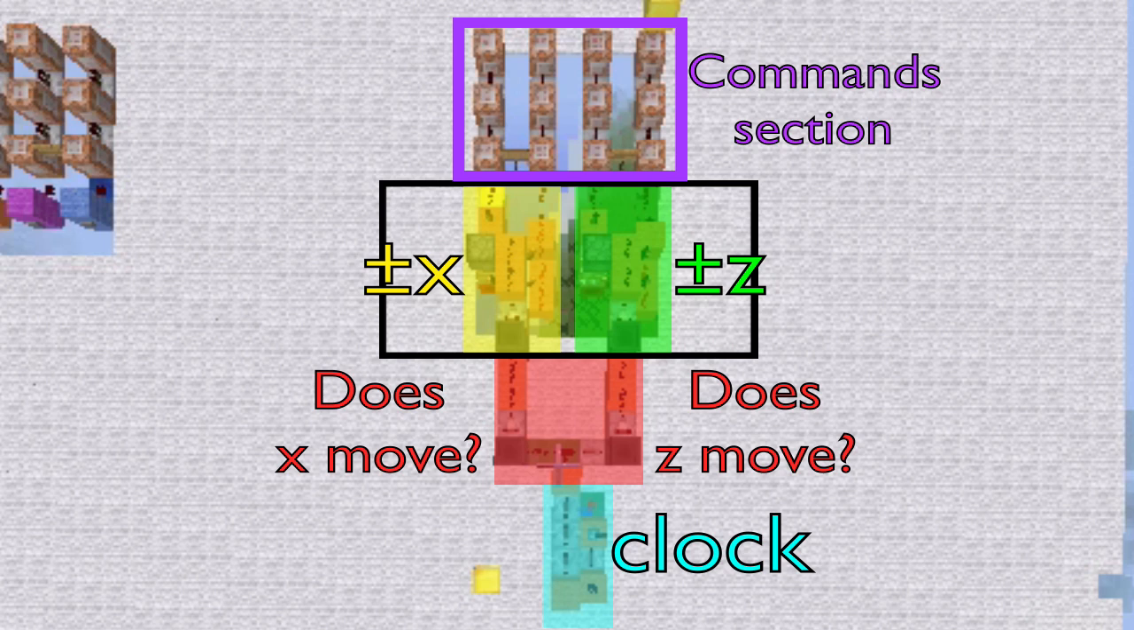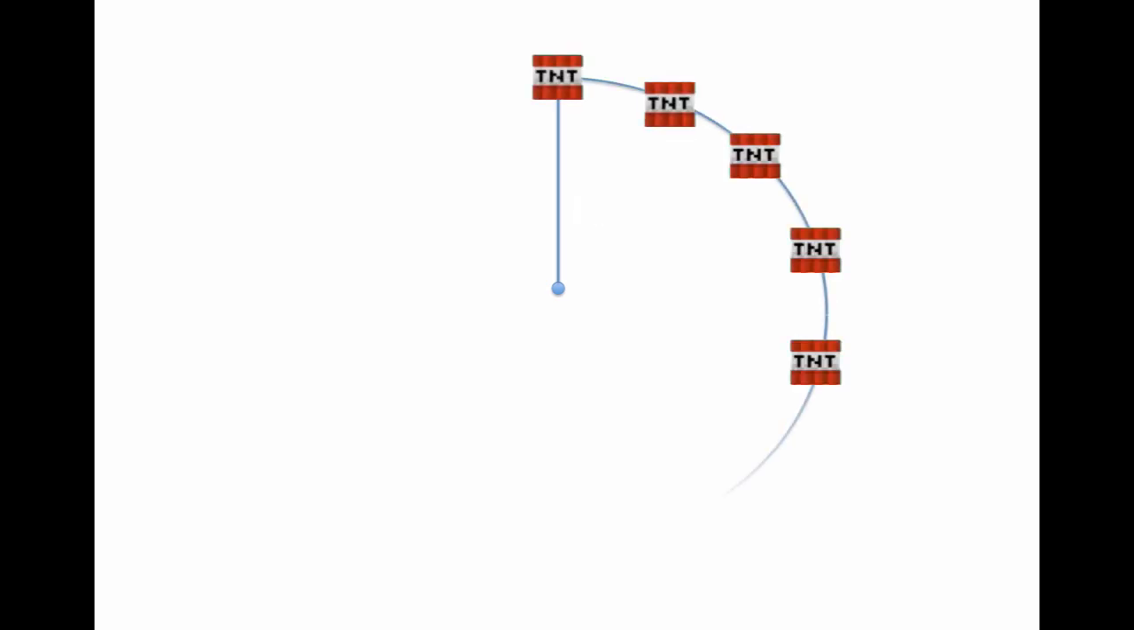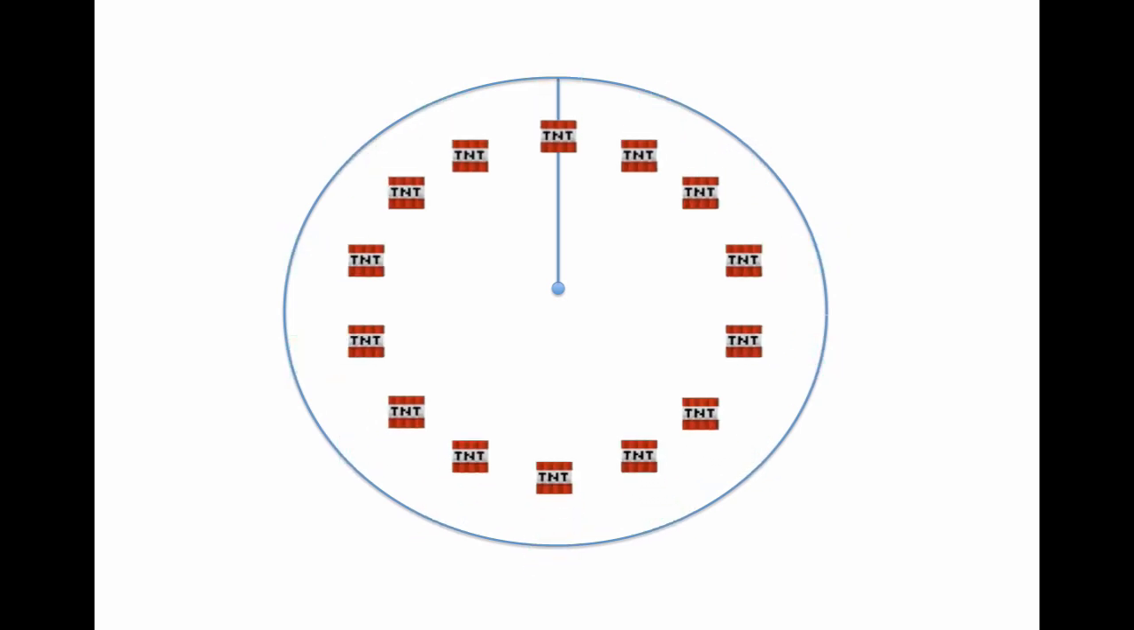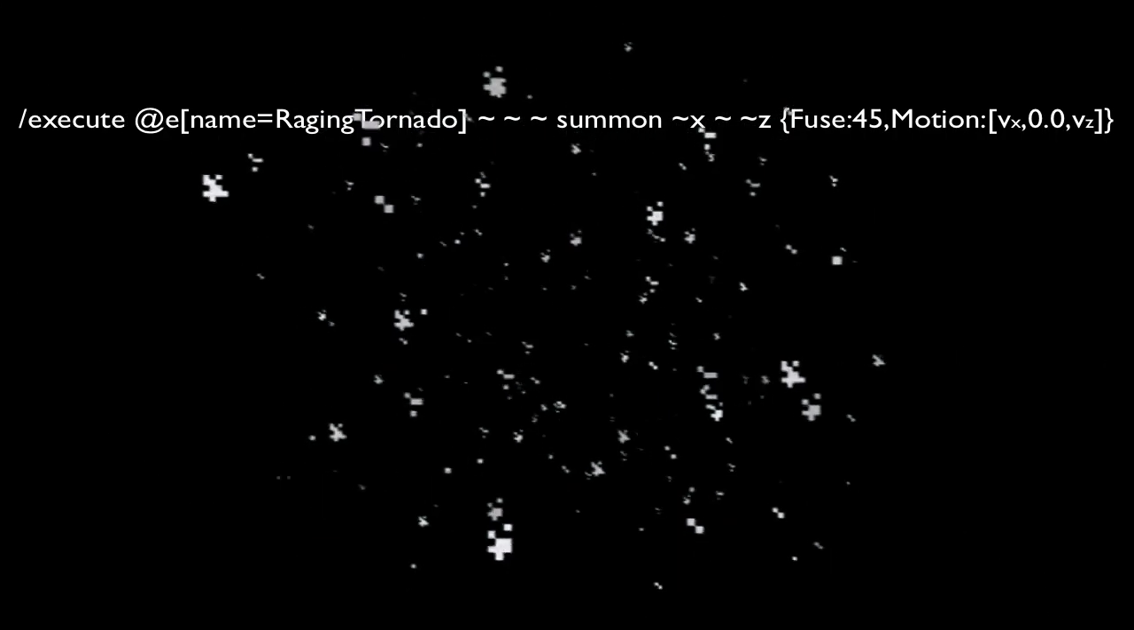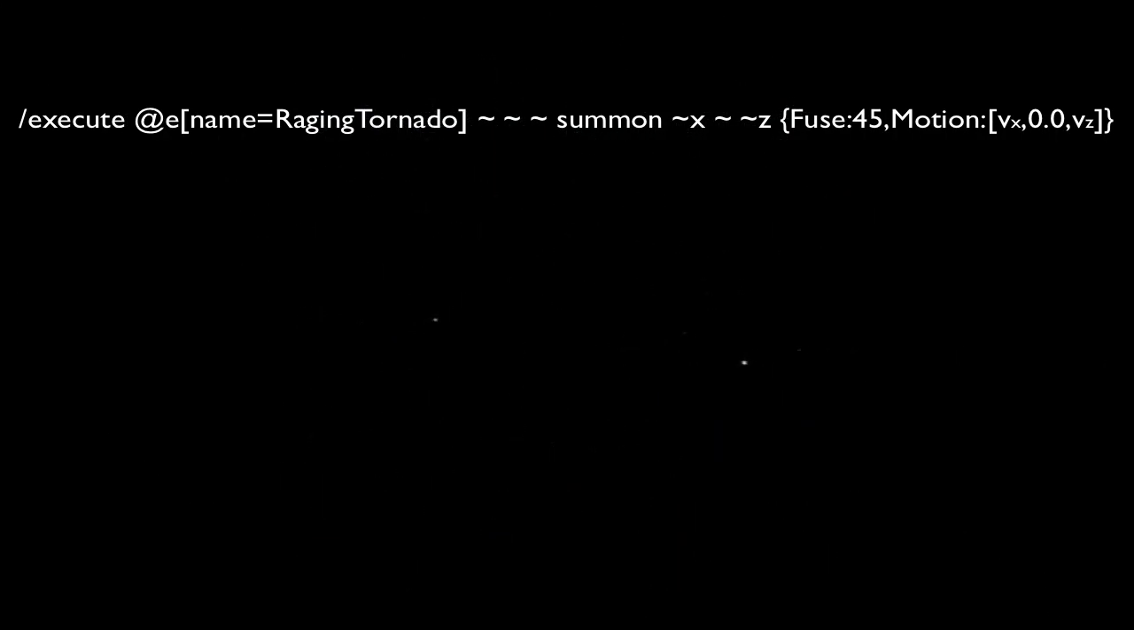Now that we have completed the movement system for our tornado, we need to create the spiraling vortex of TNT. For this, we wish to spawn ignited TNT entities around our squid, Raging Tornado, and give them a velocity towards the center of the circle. We will use the execute command with an embedded summon command with relative coordinates to accomplish this.